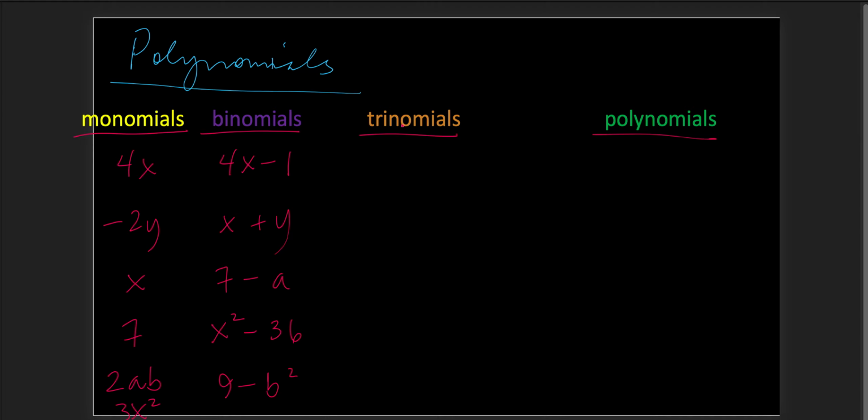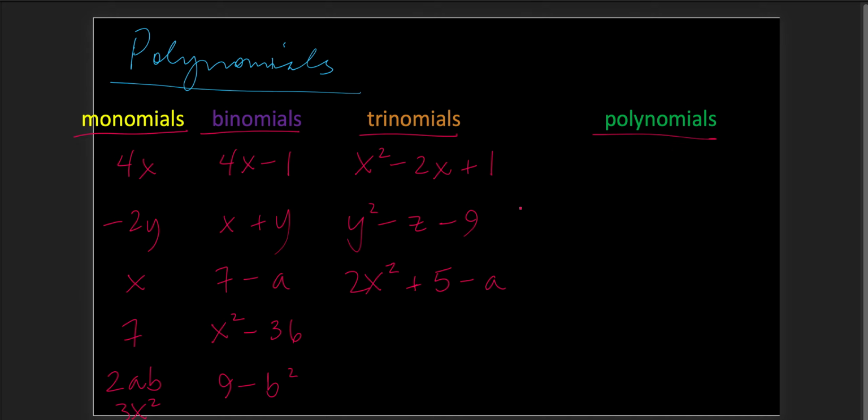So trinomials are 3 terms. So x squared minus 2x plus 1 is a trinomial. Terms are separated by plus or minus. y squared minus z minus 9, anything like that is a trinomial. 2x squared plus 5 minus a. You can make up anything, you get it? So tri means 3, so trinomials.